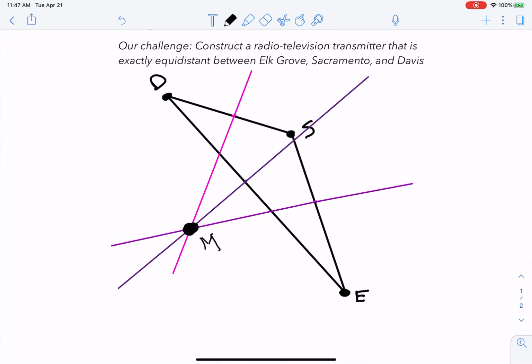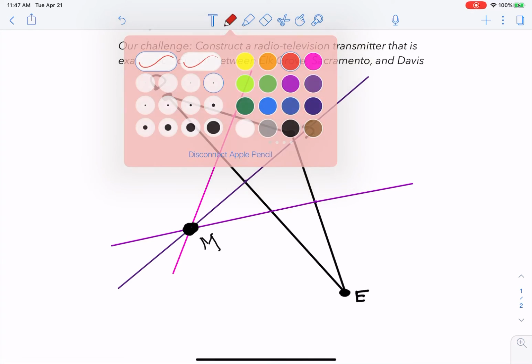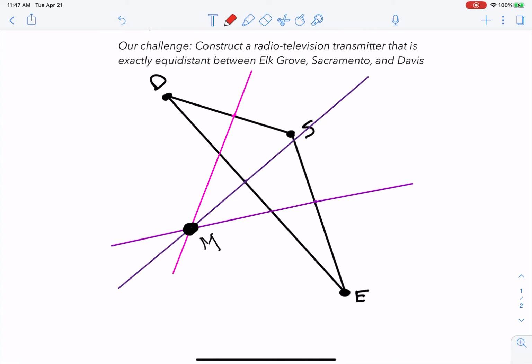All right, so what I want you to do, and I'm going to pick a different color, is to think about this perpendicular bisector theorem. And then let's focus just on the Davis to Sacramento to begin with. Now what the perpendicular bisector theorem says is that if this pink line here is the perpendicular bisector of segment DS, then the distance from M to S there, and the distance from M to D here is going to be exactly the same.